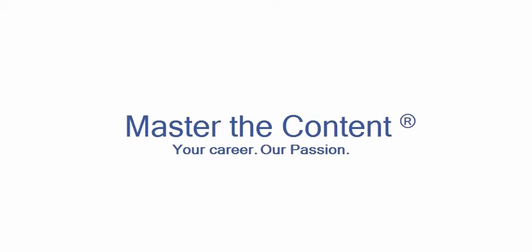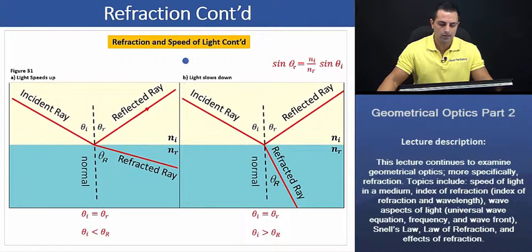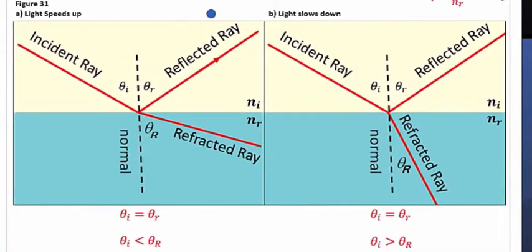Your career, our passion. Let's take a look at figure 31 here. We have two scenarios that we're looking at: A, when light speeds up, and B, when light slows down. Let's take a closer look at 31A first.